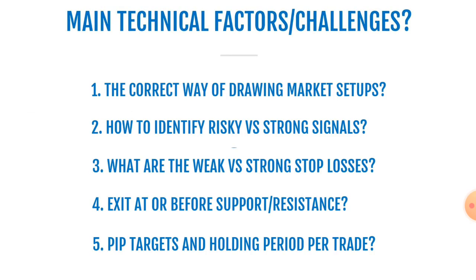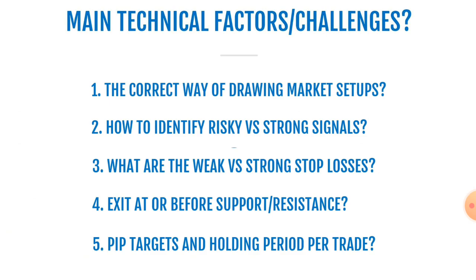Now, this challenge of stop loss placement represents what I think are the 5 main challenges that face us when it comes to trading in the currency market. So the first one involves ensuring that we're able to accurately draw the market setup that we're trading. The second involves ensuring that we're trading the best signal to avoid false signals and unexpected reversals. The third one, which is what we're going to be looking at, involves determining and distinguishing between the weak areas and the strong stop loss areas in the market.